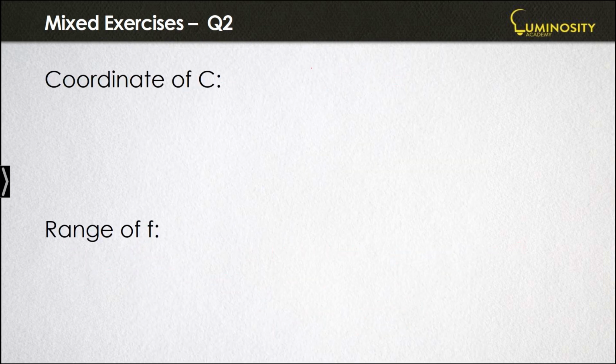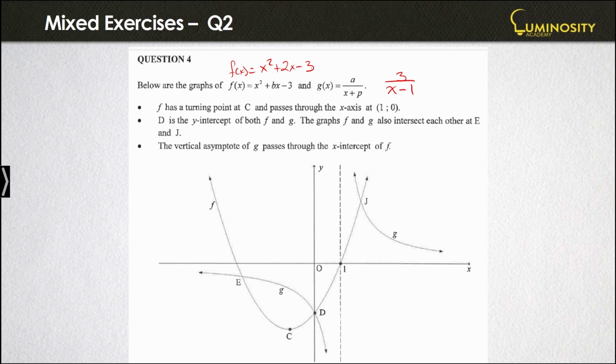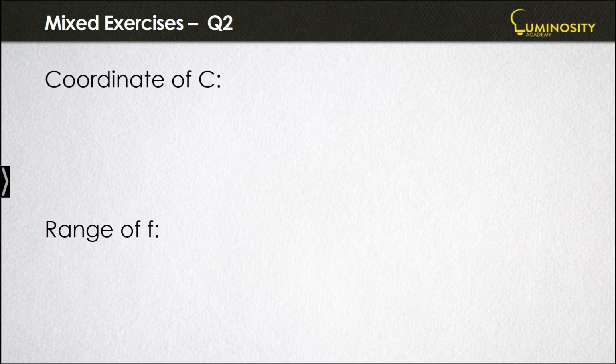The next thing is to find the coordinate of C. C is the turning point, so this is going to be the minimum of f of x. An easy way to do this is to take the derivative of f of x and set that equal to 0. If we have f of x equals x squared plus 2x minus 3, then f prime of x equals, the 2 comes down and we get x to the 1. The exponent of 1 over the x just multiplies by 2. Then we set this equal to 0 because this is our minimum.